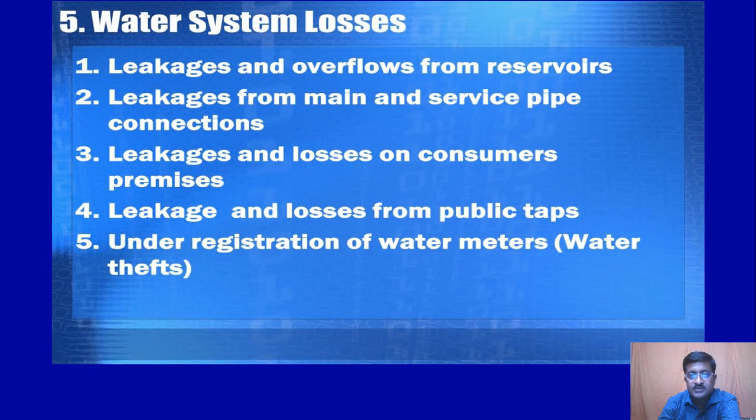Next is a major problem, which is water system losses, in which various aspects are there. First is leakages and overflows from the reservoirs, leakages from the main and service pipe connections, leakages and losses on consumers' premises, leakages and losses from public taps, under-registration of water meters, and water thefts, where water is stolen.